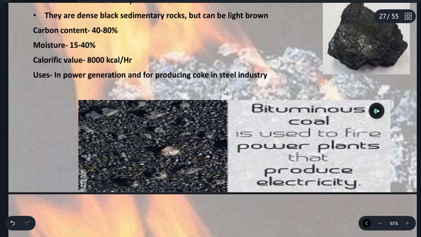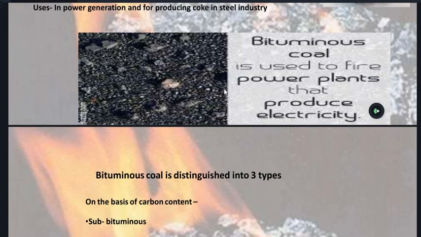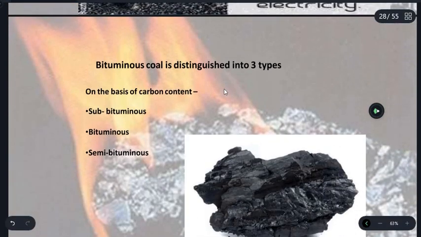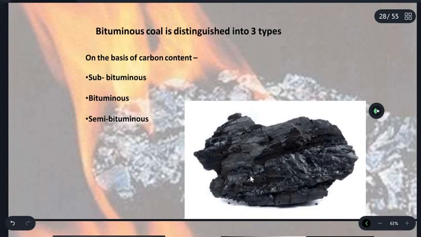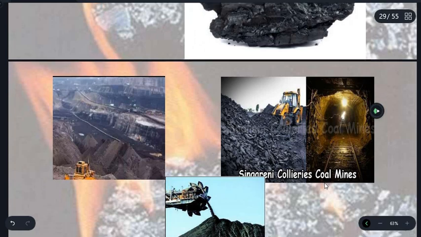Bituminous coal is used for power plants also. It is used in power plants and as raw material in steel, okay. There are several mining industries, gypsum, cement, that use bituminous type coal, okay. Bituminous is distinguished based upon the carbon percentage, fixed carbon and volatile matter. Based on this, there are 3 types of bituminous coal: soft bituminous and semi bituminous coal, okay.